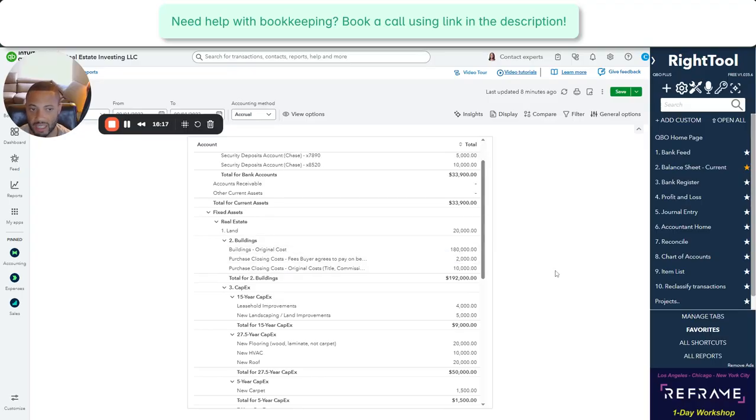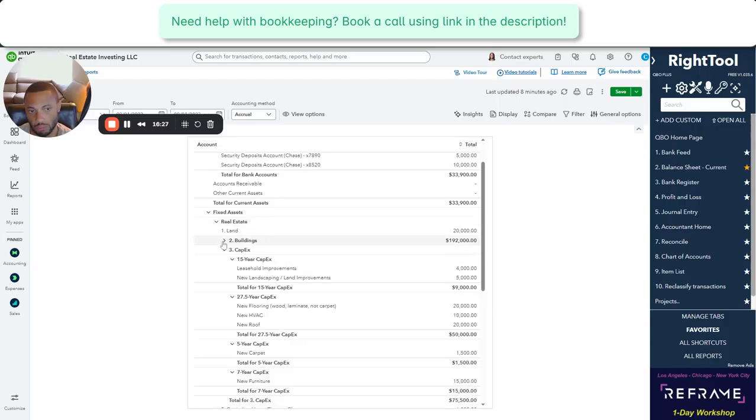So that stuff will need to be depreciated every year, and you need to be able to realize a depreciation expense, right? So that's going to be the amount for the buildings. If we can collapse it, we'll see the full property basis amount is $192,000 for the building. Then next would be CapEx.